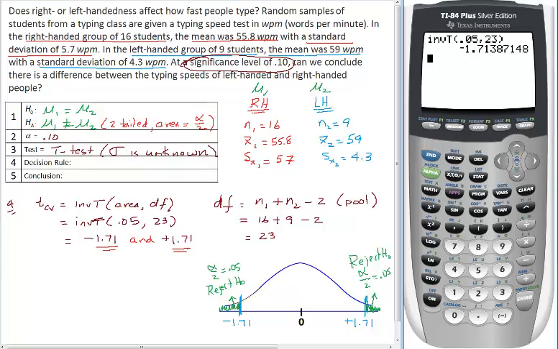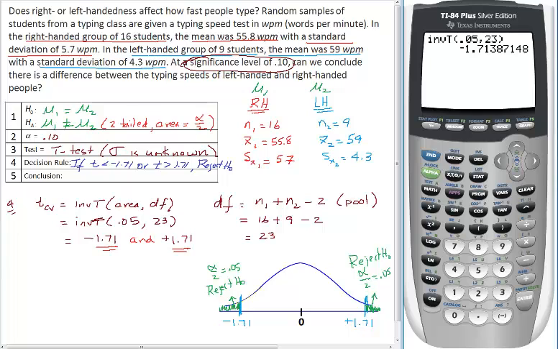Now, what's our decision rule? Everything is set up for you. In other words, if the value is down in this region, less than negative 1.71, or up in this region, greater than 1.71, we're going to reject the null hypothesis. So that's our decision, and you write it just like I said. If the test value you get in step 5 is less than the critical value, or greater than the other critical value, then we're going to reject the null hypothesis.